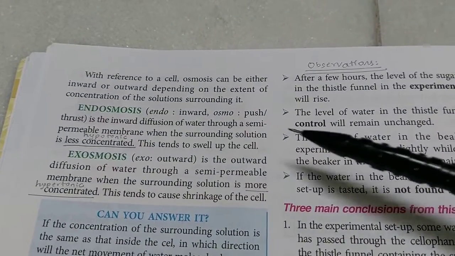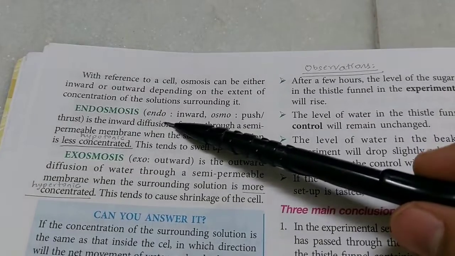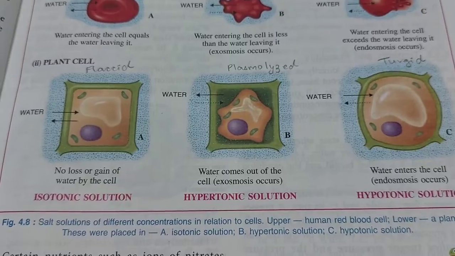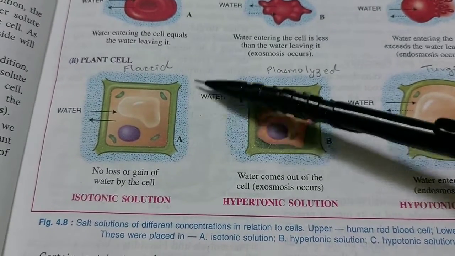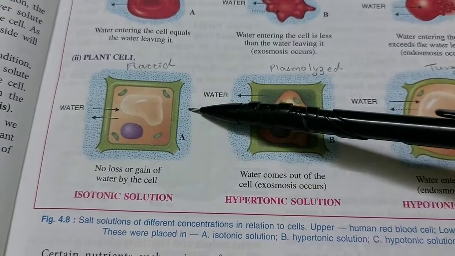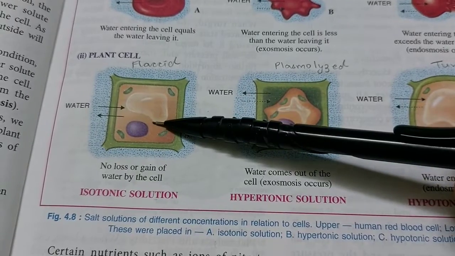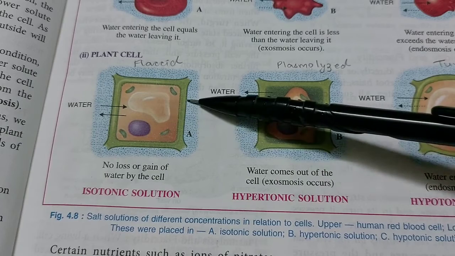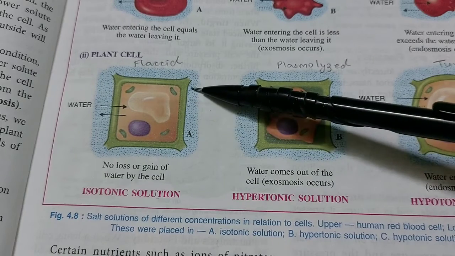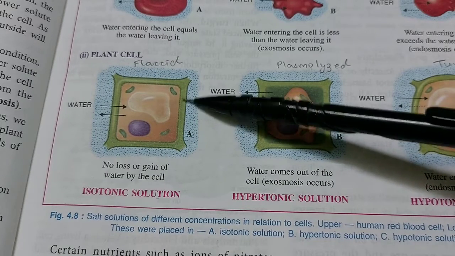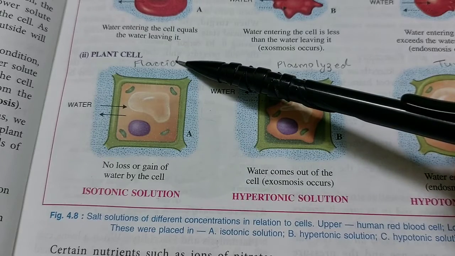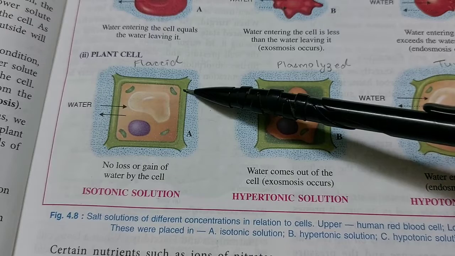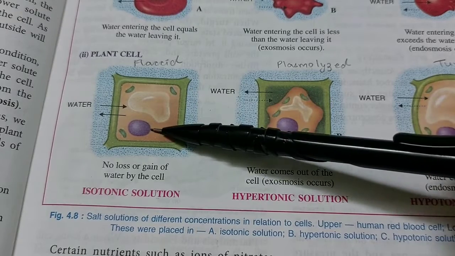Now, if osmosis happens inwards, it is called endosmosis, and if it happens outwards, it's called exosmosis. For example, when a plant cell is kept in an isotonic solution, that means the outside concentration is same as the concentration in the cell sap, then no net osmosis happens. Yeah, movement is happening, but overall there is no osmosis. And the state is called a flaccid state, where the cell membrane and the cell wall are just touching each other. It is not swelling or shrinking.